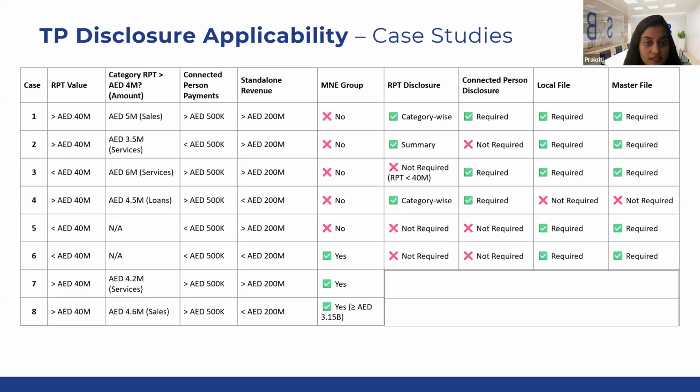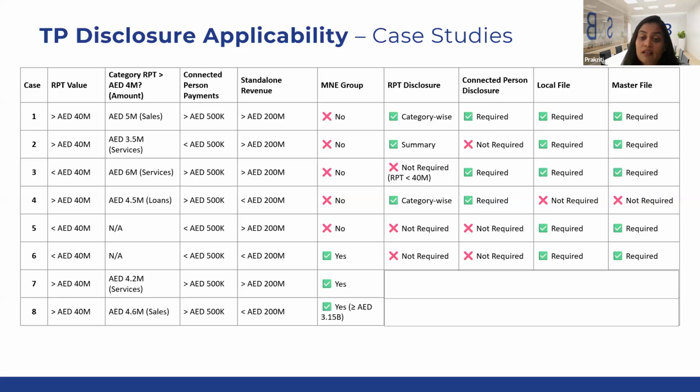In the next case, it is almost similar. The only difference is that it is part of a multinational group. So in this case, there will not be a requirement of filing the corporate tax. In the corporate tax return, you're not required to fill the transfer pricing schedule or even a summary of transfer pricing, whether it is applicable or not. You still are maintaining a local file and a master file.